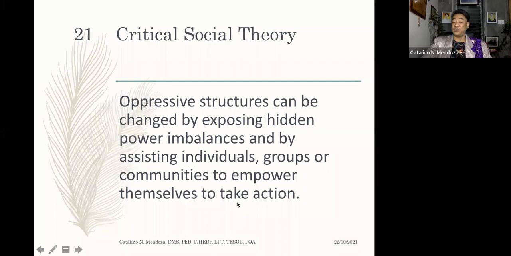An oppressive structure can be changed by exposing hidden power imbalances and by assisting individuals, groups, or communities to empower themselves to take action, specifically religious institutions, which are very critical in nature. It is because it involves a community of leaders who, by power vested in them, have established their leadership capability.